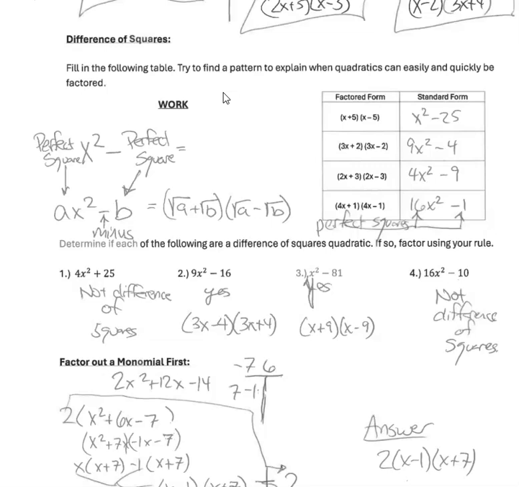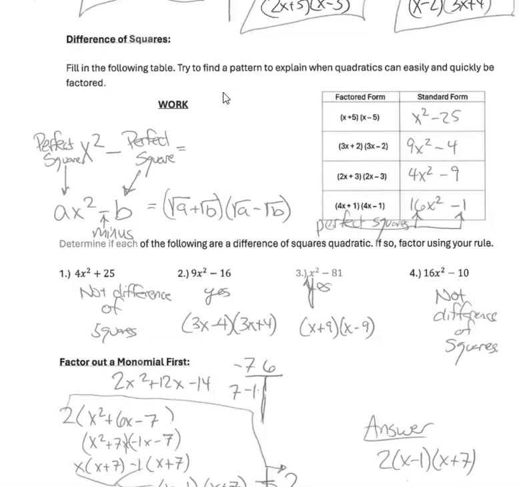The coefficient, the number part of the first term, was always a perfect square: 1, 9, 4, 16. Those are all perfect squares. And the end was also going to be a perfect square. 25, 4, 9, and 1 are all perfect squares. The other part is that there's always a minus in between. We call this the difference of squares. Difference means subtracting, and we have squares here.